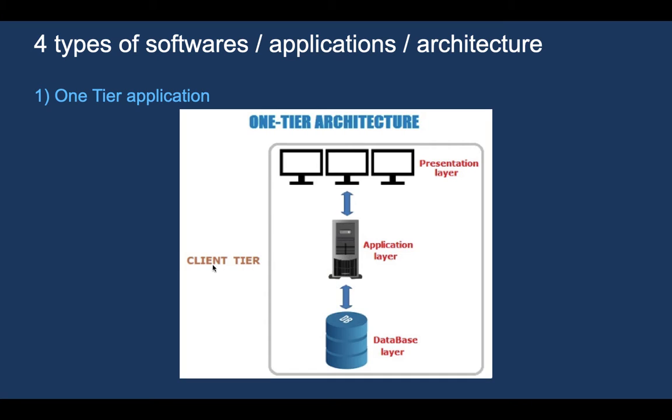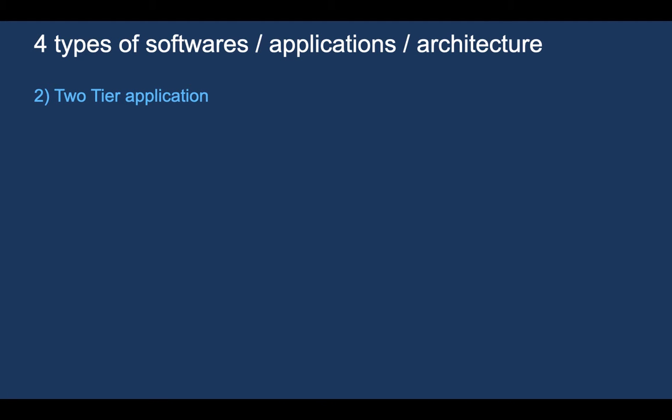This is one tier architecture. This is the client machine. You can say client tier or you can also say client machine. So on the client machine you will have the presentation layer, you will have the application layer, you will have the database layer, and they will interact with one another but only one machine. Now after one tier application we have two tier application.